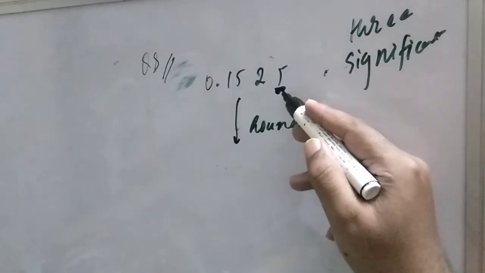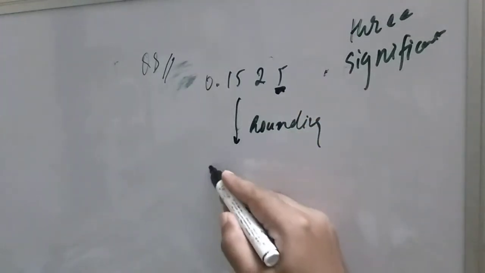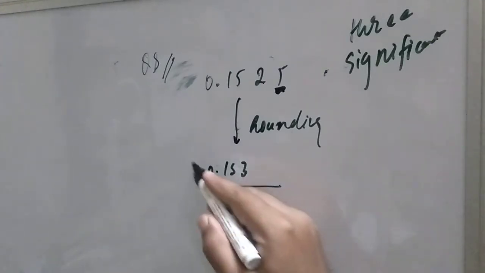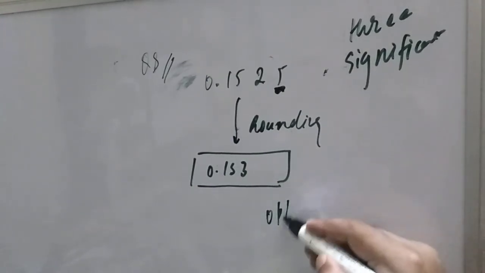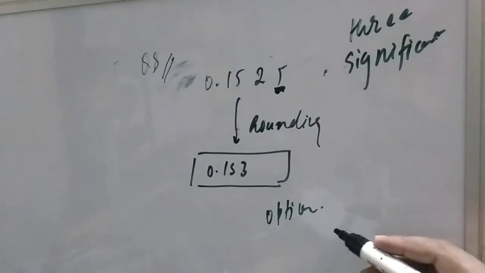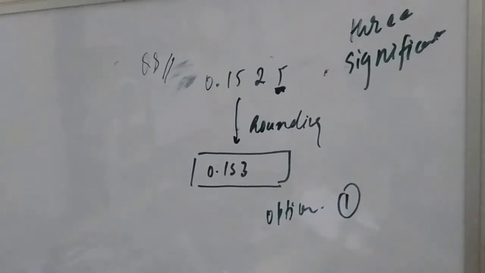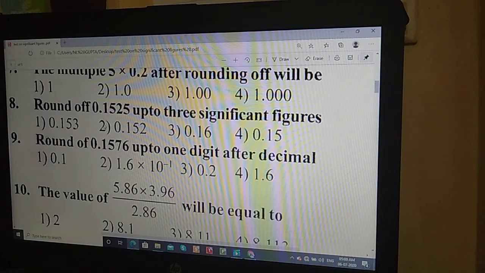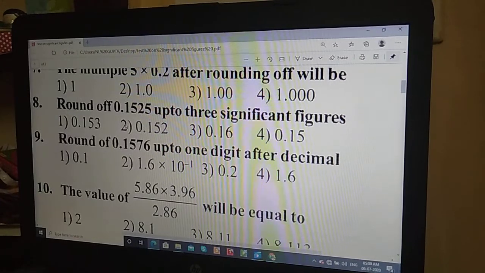So how can we do the rounding, student? The last digit is 5 or more than 5, so the digit prior to this last digit we have to increase. So it will come 0.153. This is our answer. So the correct option is option number 1, 0.153. You can check question number 8, rounding off 0.1525 up to 3 significant figures. This is just 0.153.